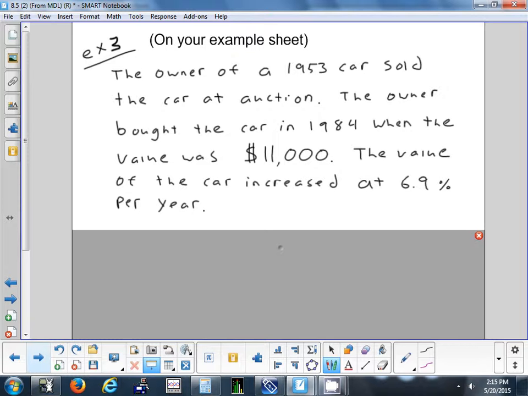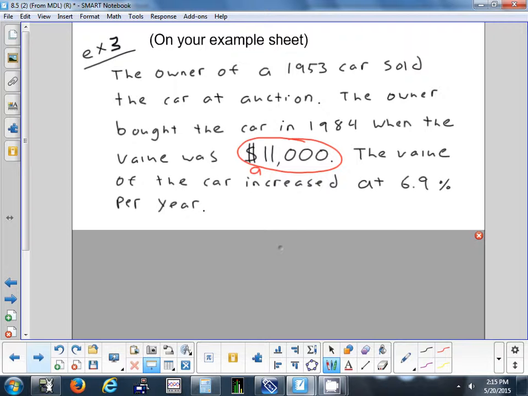Okay, first thing it says, in 1953 a car was sold. The owner bought the car in 1984 when the value was 11,000. So what did the owner pay for the car? 11,000. This was the starting value. That's A. That's the amount that the value of the car started at.